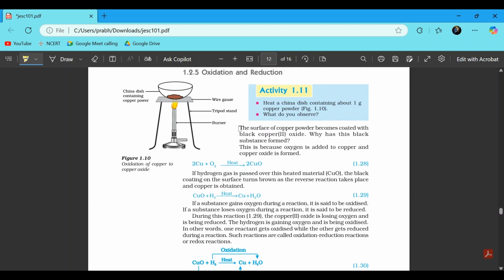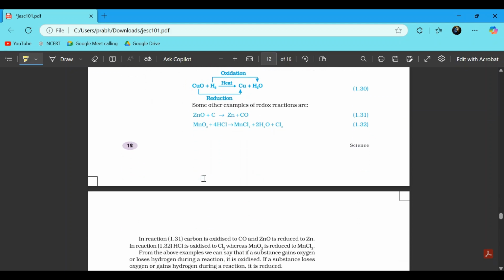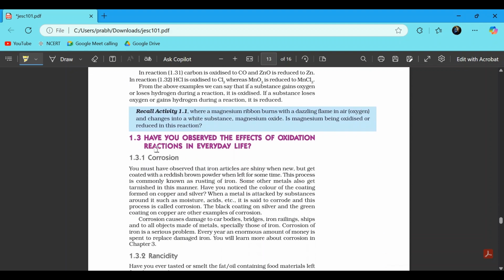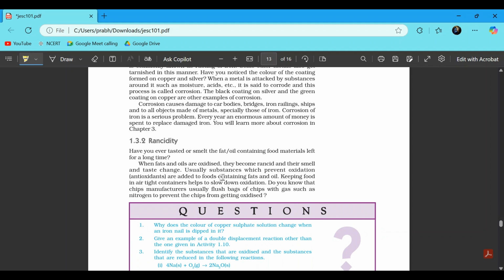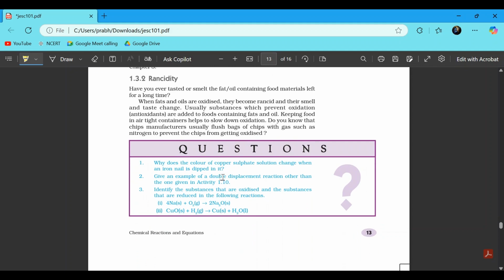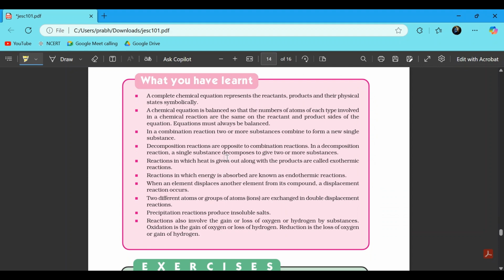And let's talk about oxidation and reduction. This is what we call oxidation and reduction. Both take place at the same time. Oxidation is happening and so reduction is happening. And what is observed in daily life? These questions come, like write down the effects that are observed in oxidation reactions in everyday life. Corrosion takes place in iron. And rancidity is there, like fat and oil containing food left for a very long time, and then it happens. And other things you have learned, this is the whole chapter.